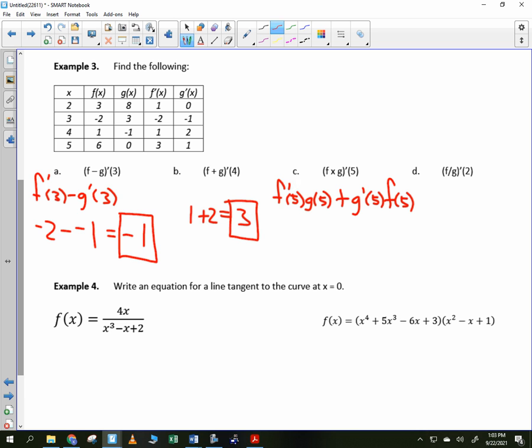So when you write it out like that in product rule form, now you can go in and grab your values. F prime of 5, I've got 3. G of 5, I've got to go over to the g of x column and I get 0. I like that. G prime of 5 is 1. And f of 5 is 6. So what is my result? 6.